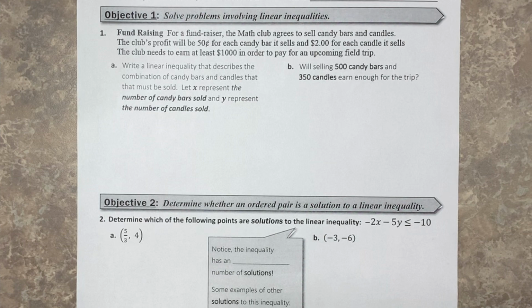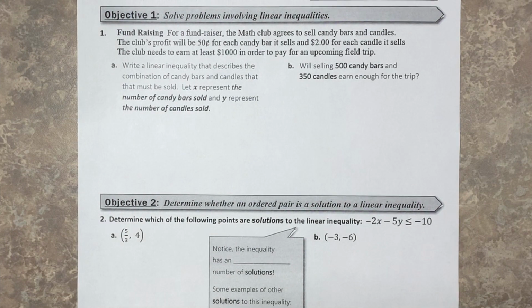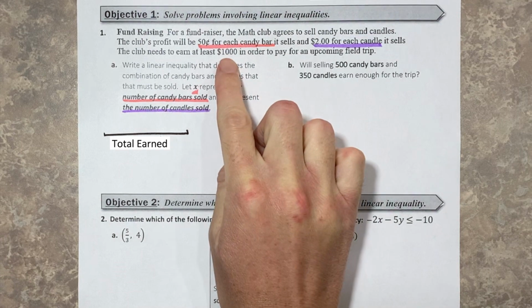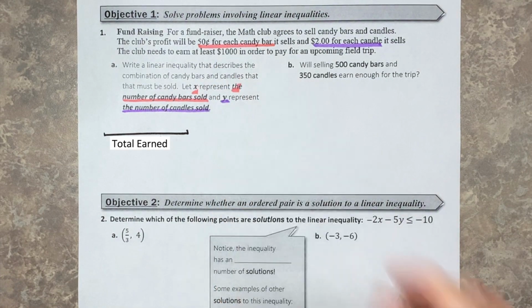The club's profits will be 50 cents for each candy bar it sells and $2 for each candle it sells. The club needs to earn at least $1,000 in order to pay for an upcoming field trip. So for part A, we want to write a linear inequality that describes the combination of candy bars and candles that must be sold. X will represent the number of candy bars sold, and Y will represent the number of candles sold.